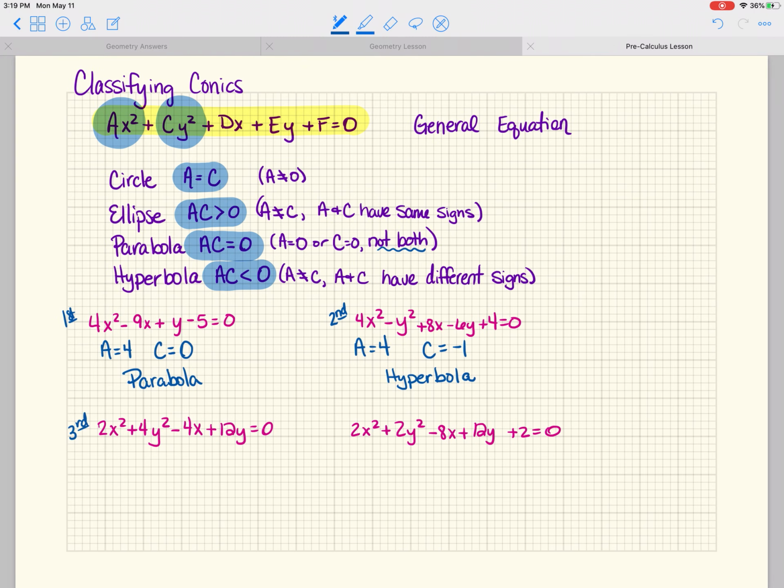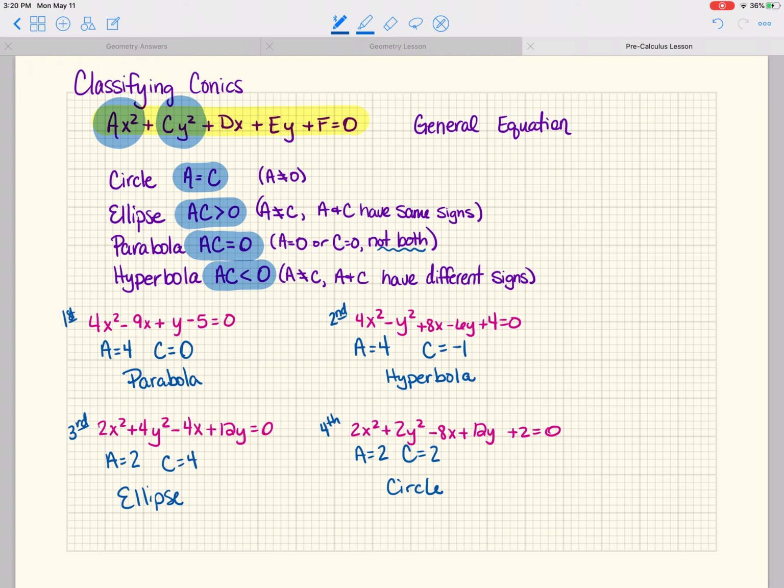In this third example, I have a 2 and a 4. Since they both have the same signs but are different, that's going to be our ellipse. And last but not least, if the x squared coefficient is the same as the y squared coefficient, then you get a circle. That should give you the big ideas for today.